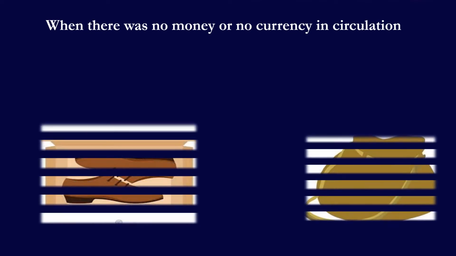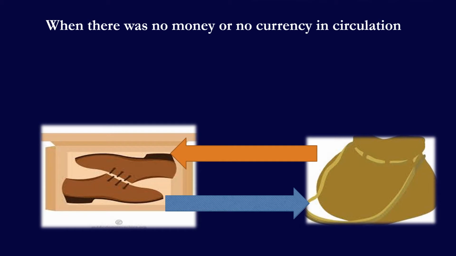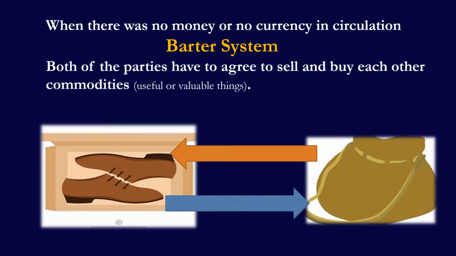That means one product was exchanged for another product. This old system of exchange was known as the barter system. Under this barter system, both of the parties have to agree to sell and buy each other's commodities.